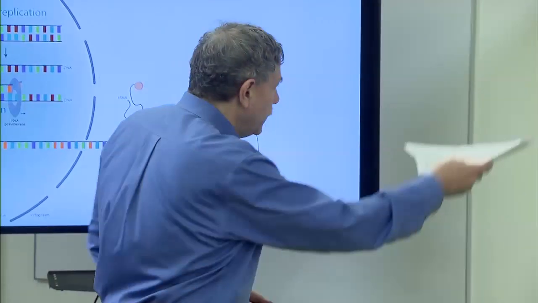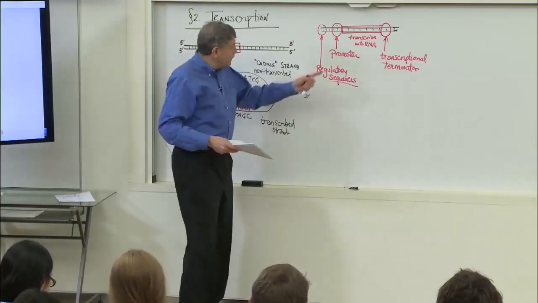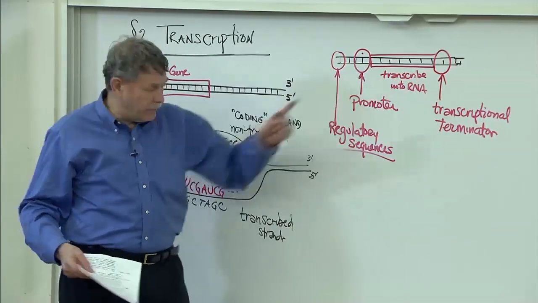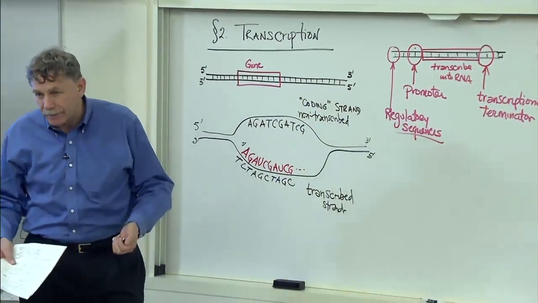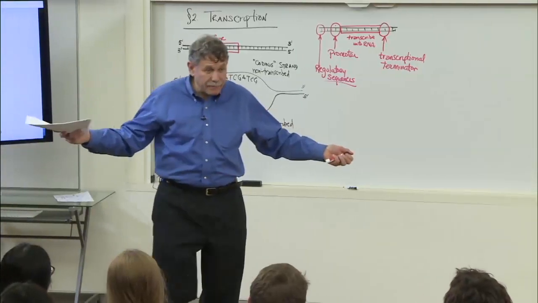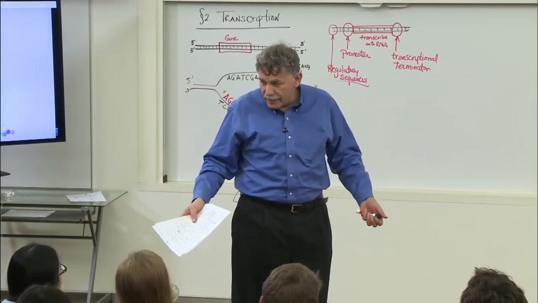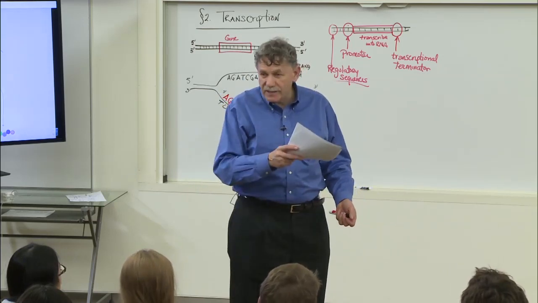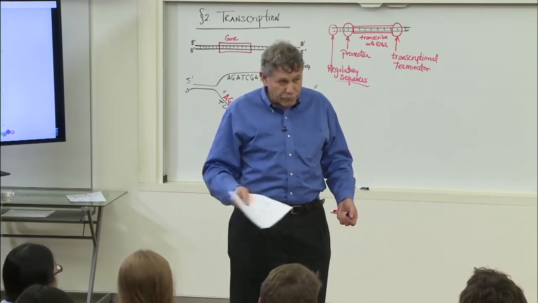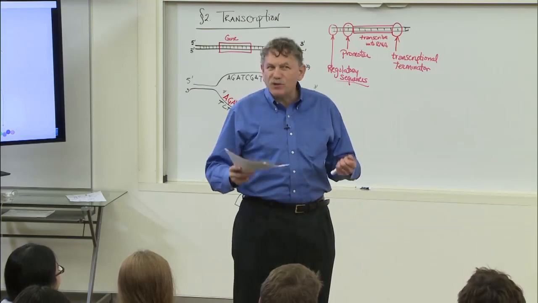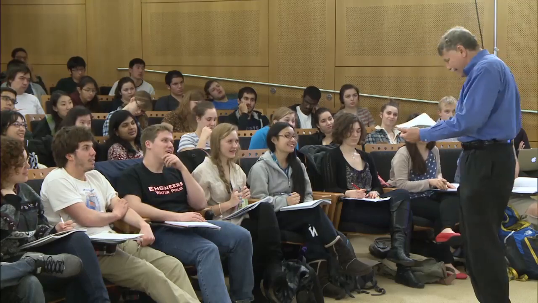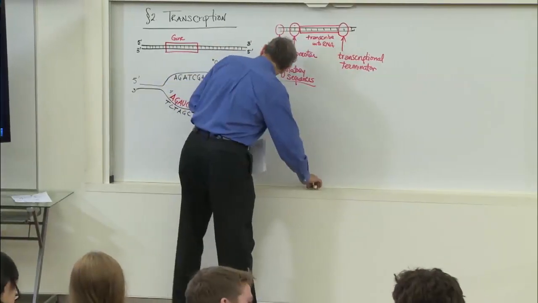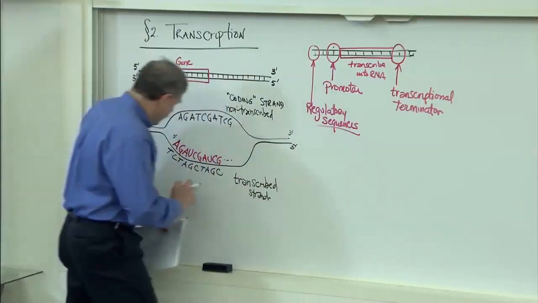Now, how does this transcription happen? How does the process in this little region of copying the DNA, transcribing the DNA into RNA, happen? There's an enzyme. There's always an enzyme. What enzyme polymerized DNA? DNA polymerase. Take a rough stab at what enzyme polymerizes RNA. RNA polymerase. Great guess. Okay. So this is done by RNA polymerase.